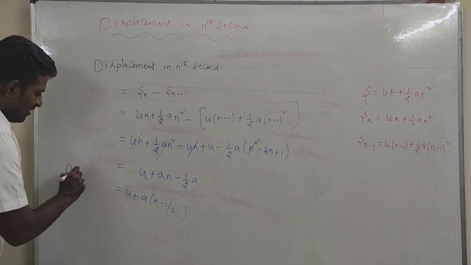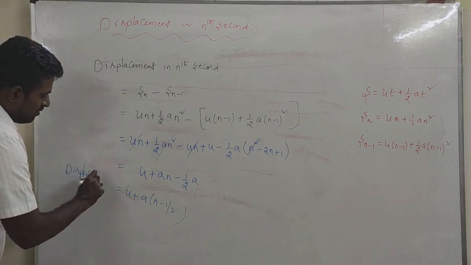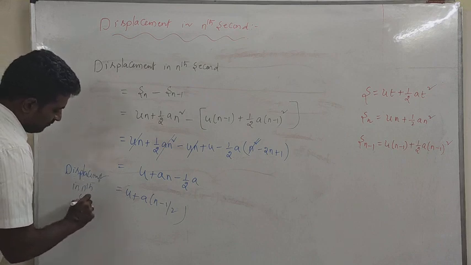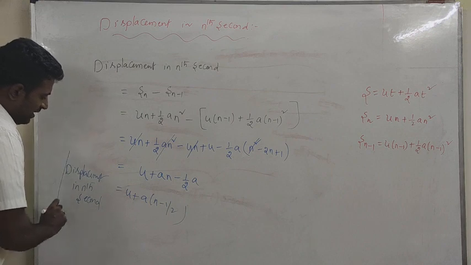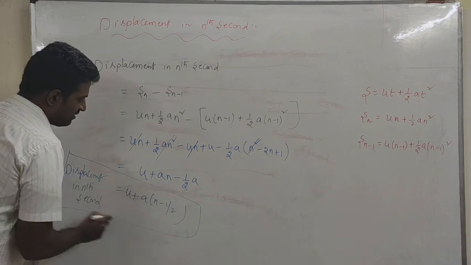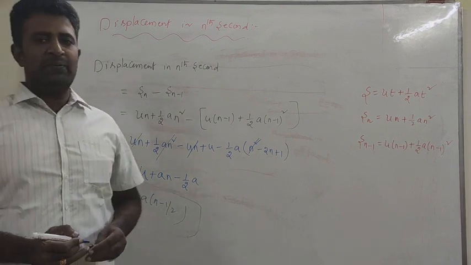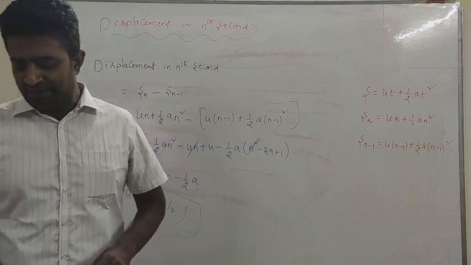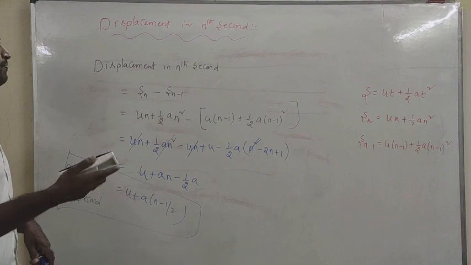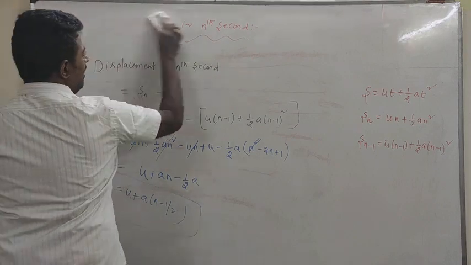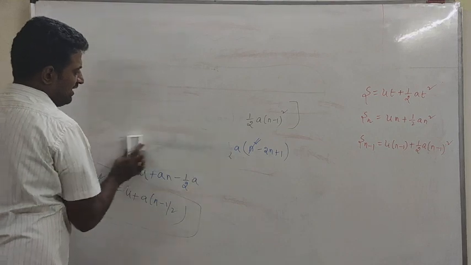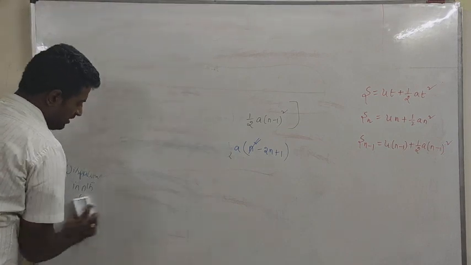This is the displacement in nth second, which will be u plus a into n minus half. This is the fourth equation of motion, in continuation to our previous three equations of motion. After understanding this, I will discuss an example related to this theory.